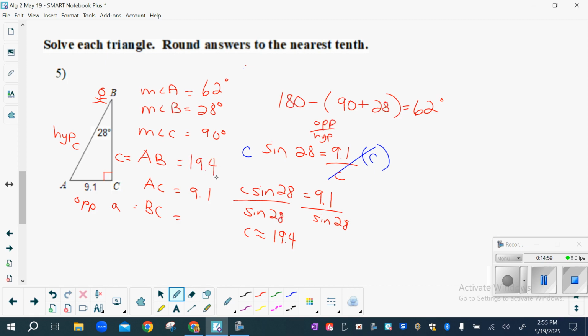So we want to find side A. We're not done yet, are we? Now we use Pythagorean. There are more than two ways we can find the third side: the Pythagorean theorem, or we could use another trig function. Let's go ahead and use the Pythagorean theorem since we have two of the sides. 9.1 squared plus the side we want to find squared equals 19.4 squared, which is c squared.